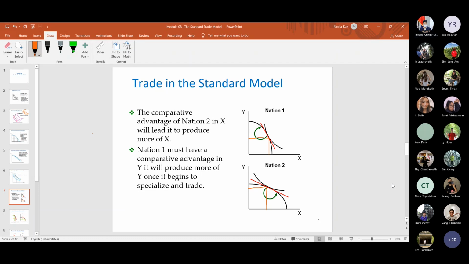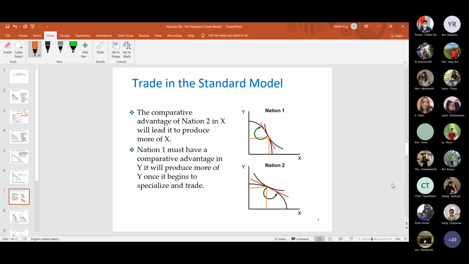The indifference curve and the PPF curve are not the same. They are not the same. The indifference curve refers to a curve which measures the utility of the consumption of both goods. Okay.